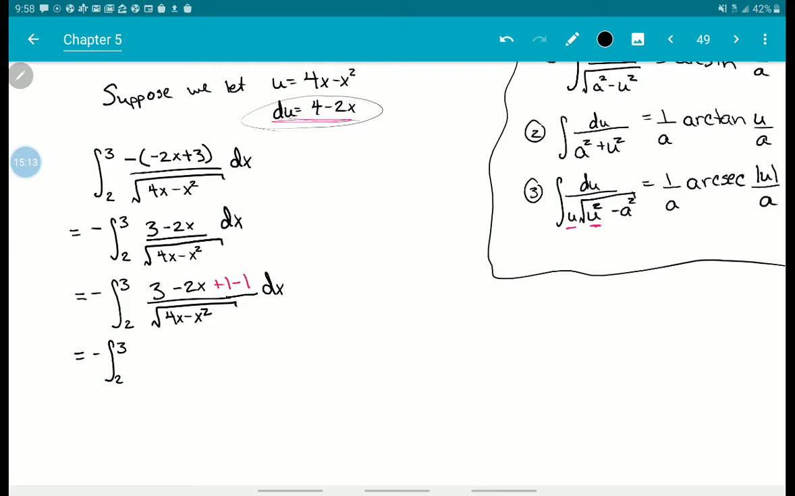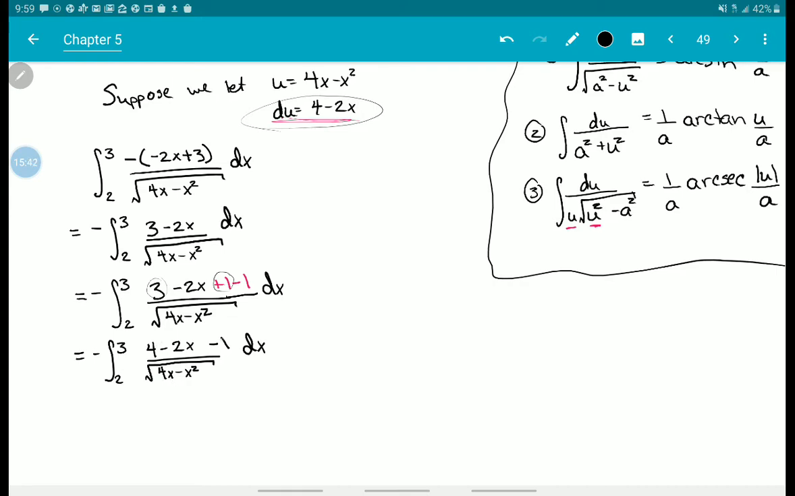So now we have 3 plus 1. I'm going to group those together. I'm keeping this negative 1 by itself, because we're going to split this up into 2 pieces. So now we have 4 minus 2x there, and then we still have that minus 1 hanging out in the numerator. So we have 4 minus 2x minus 1 over that denominator.